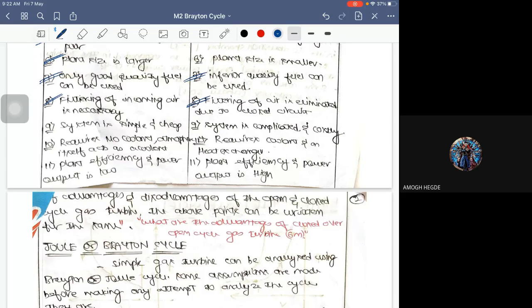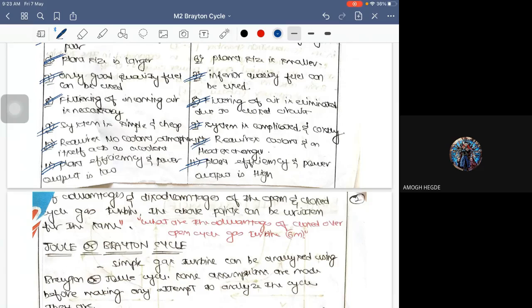Next one. System is simple and cheap here. Here, the system is complicated and so costly. Next one. Requires no coolant; the atmosphere itself acts as a coolant. Here, it requires coolant and a heat exchanger. This one: plant efficiency and power output is low. Here, the plant efficiency and the power output is high.